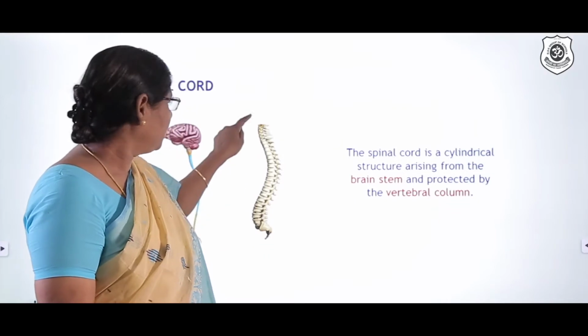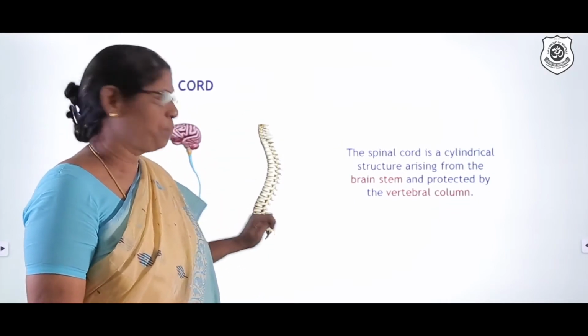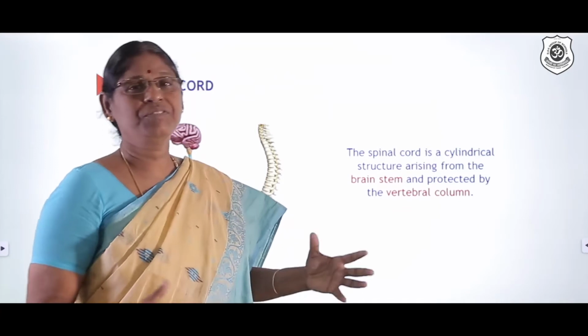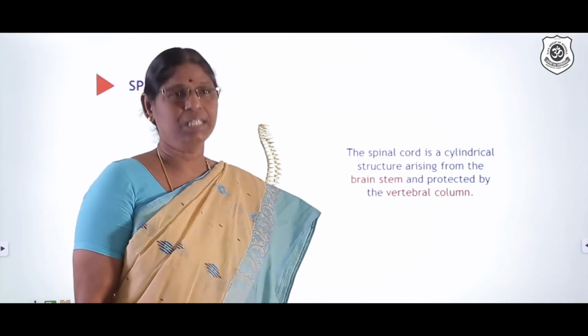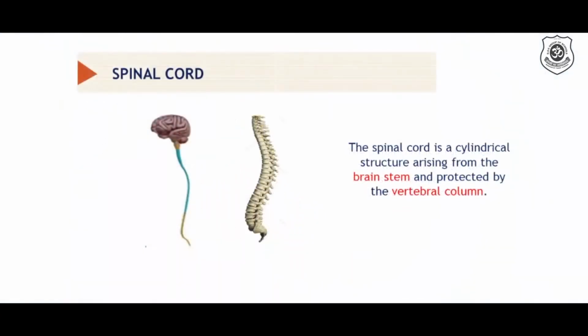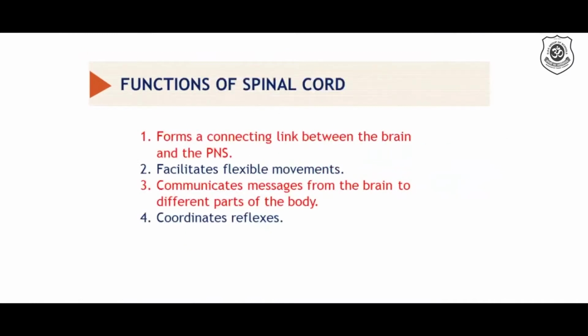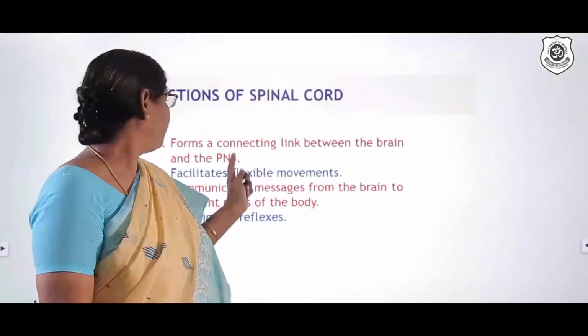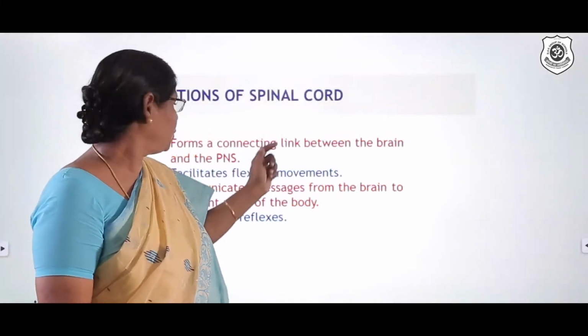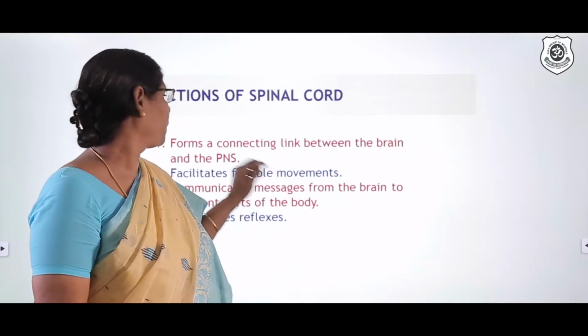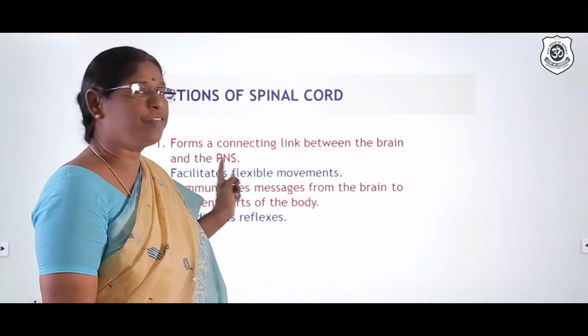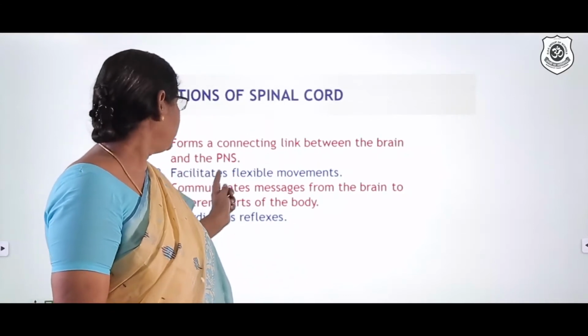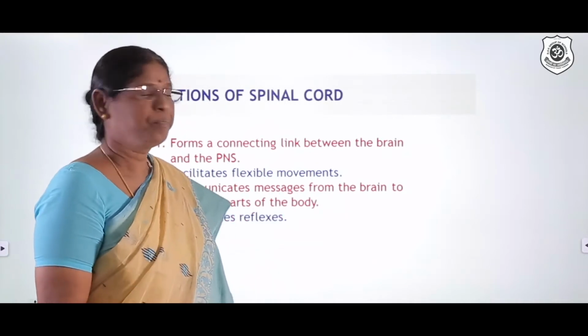enters through the vertebral column and ends here, and it gives out a lot of nerves which we call spinal nerves. Now let us see the functions of the spinal cord. The spinal cord forms a connecting link between the brain and the PNS. What do you mean by PNS? Peripheral nervous system, which in short we write as PNS. And the next function of the spinal cord is that it facilitates flexible movements.